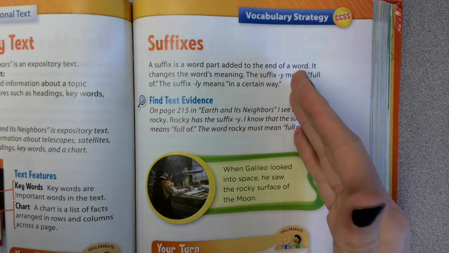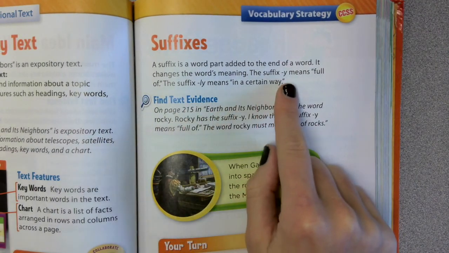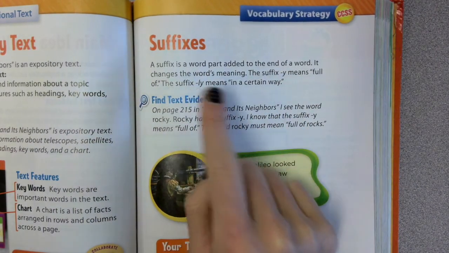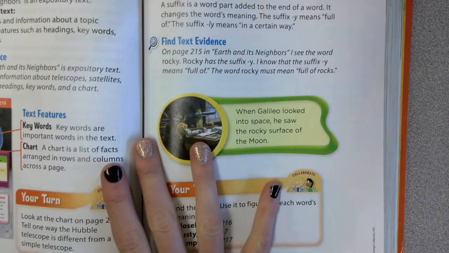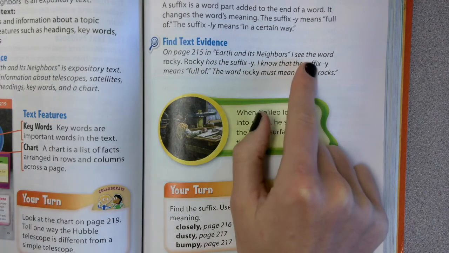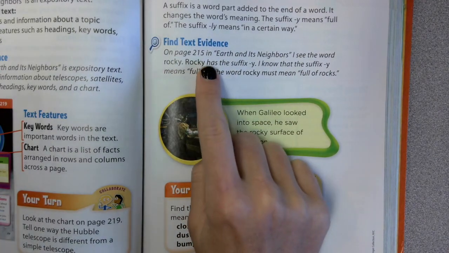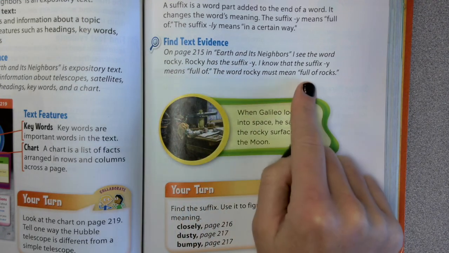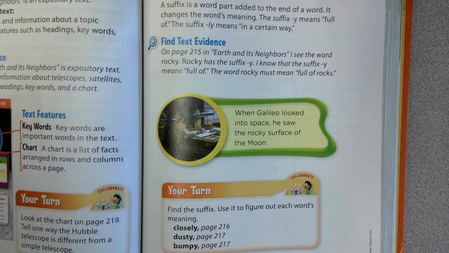And then we're also learning about suffixes this week. A suffix is something that's added to the end of a word. It changes the word's meaning. So the suffix y means full of. The suffix ly means in a certain way. So if I see the word rocky, rocky has that suffix y, so it means full of rocks, right? The rocky surface of the moon. Well, the moon is full of rocks.